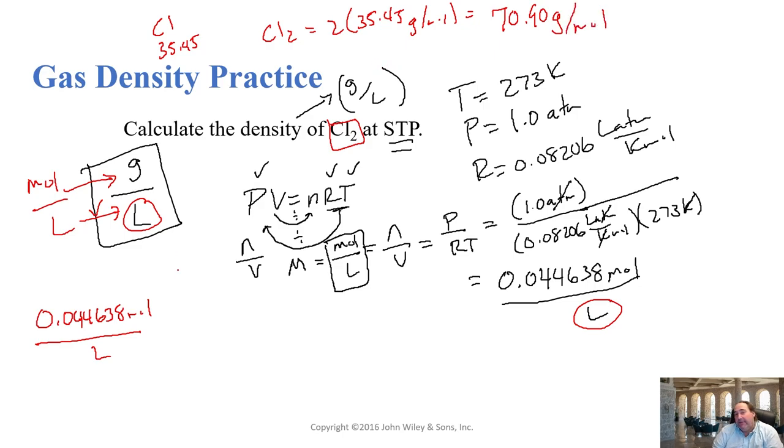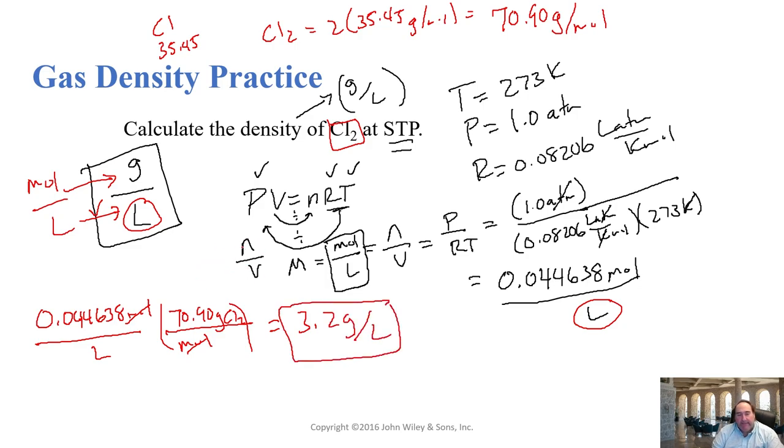So I could actually use this just as a dimensional analysis approach. Well, I want to get rid of moles, so I'm going to put moles on the bottom and grams up on top of Cl2, right? Moles will cancel. And now I'm in units of grams per liter, which is the density. We will end up with 3.2 grams per liter as our density.